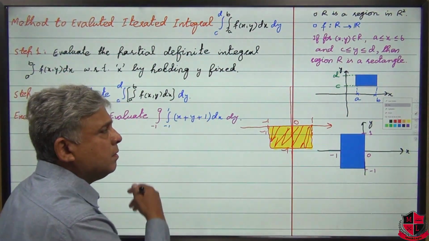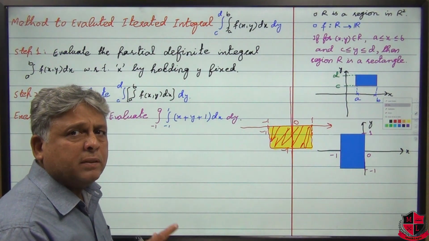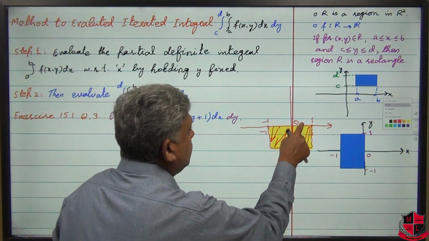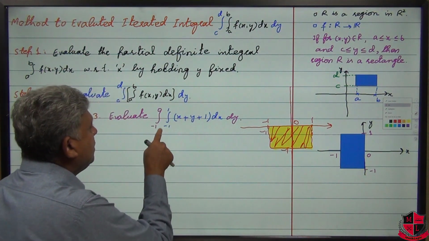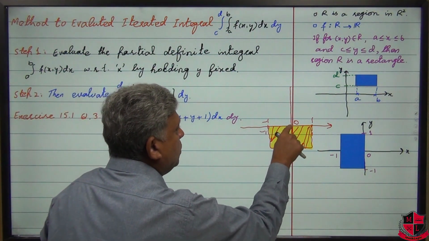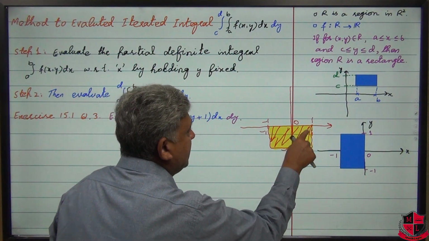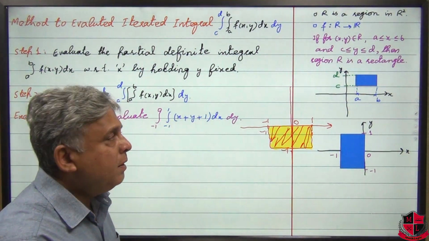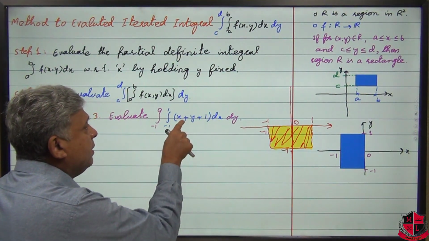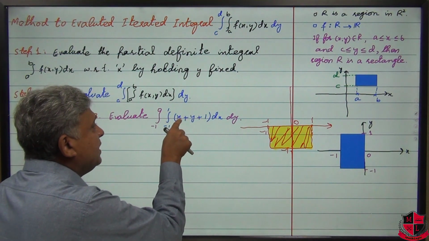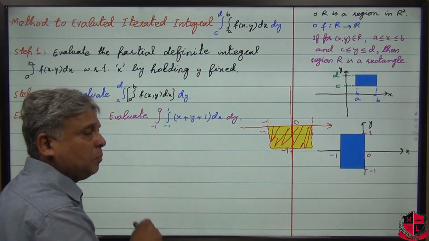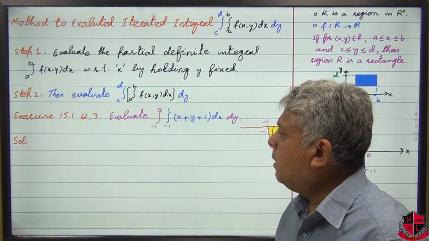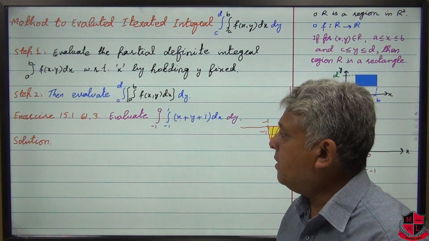In this integral, the limits of integration with respect to x are from -1 to 1 and with respect to y are from -1 to 0. So this shaded region is the region of integration. On this domain, we have to evaluate the iterated integral of this function x plus y plus 1. The process of integration is quite easy. Let's evaluate this iterated integral.